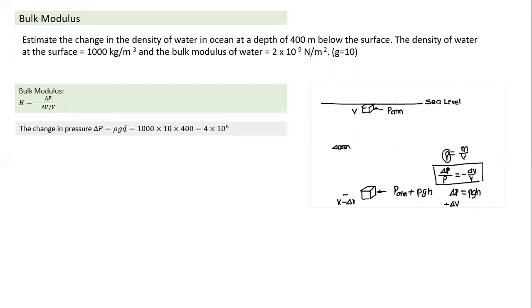The change in pressure: we have to understand which two we are comparing. We are comparing sea level with 400 meter depth. So the change in pressure is 1000 into g into h, which is 4 into 10 to the power 6. What is the fractional change in volume? I can find delta V by V. Whatever volume the liquid had at the surface, when the same volume is taken down below, it will shrink. Delta V by V is minus delta P by B. So this is negative, which is okay. Oh, sorry, this is 10 to the power 9. Okay, 10 to the power 9 here. So this is the fractional change in volume.